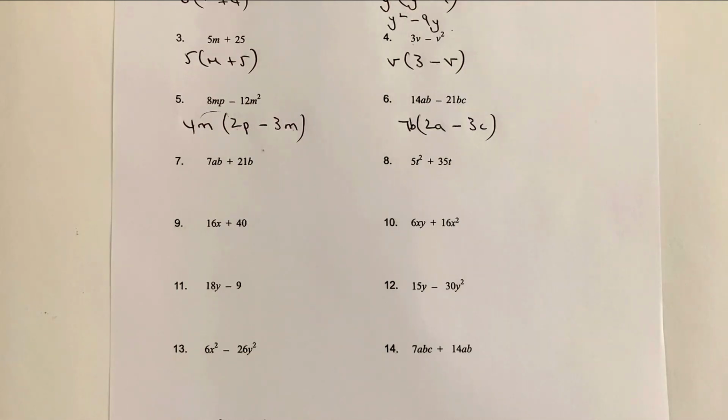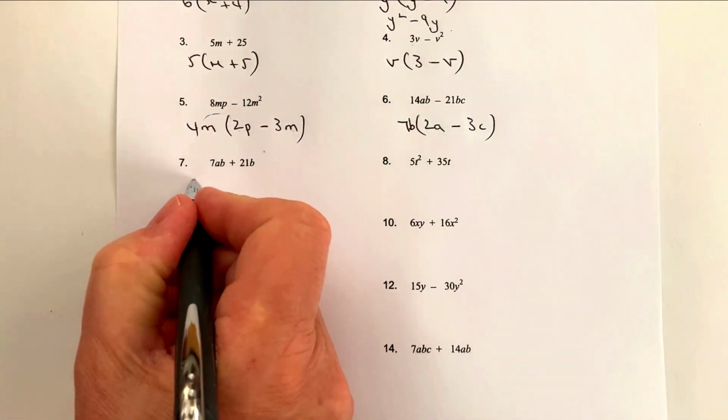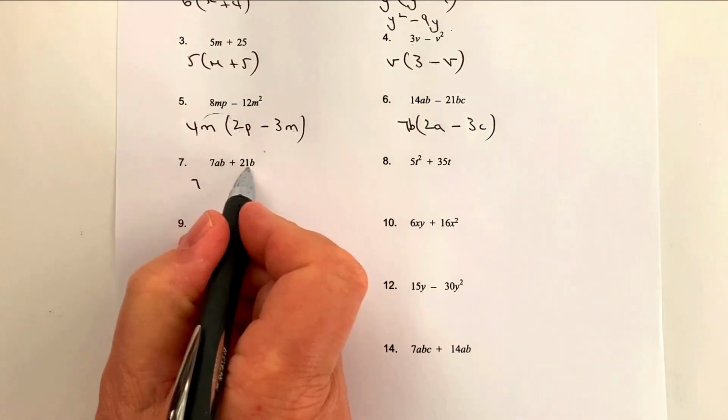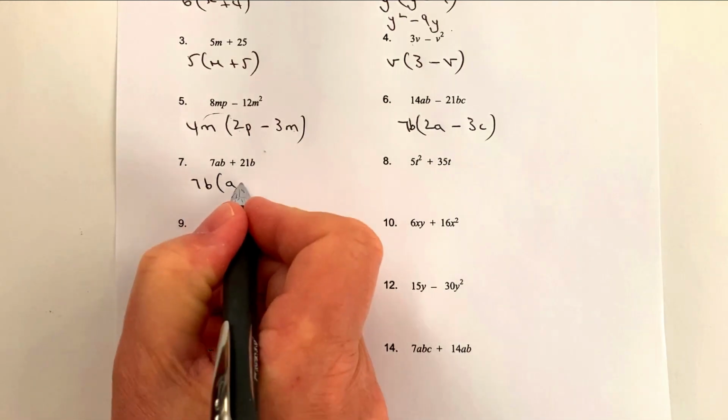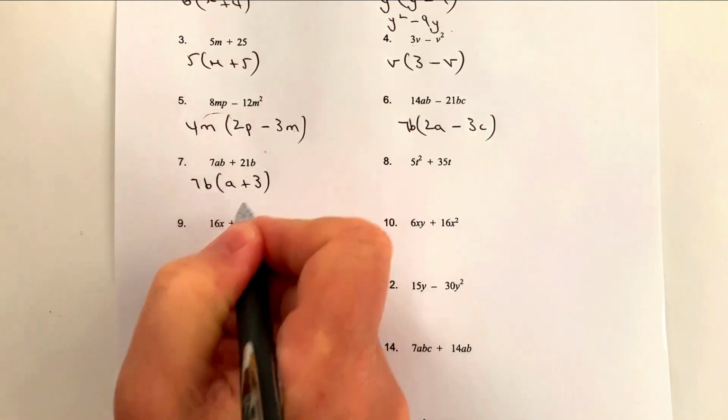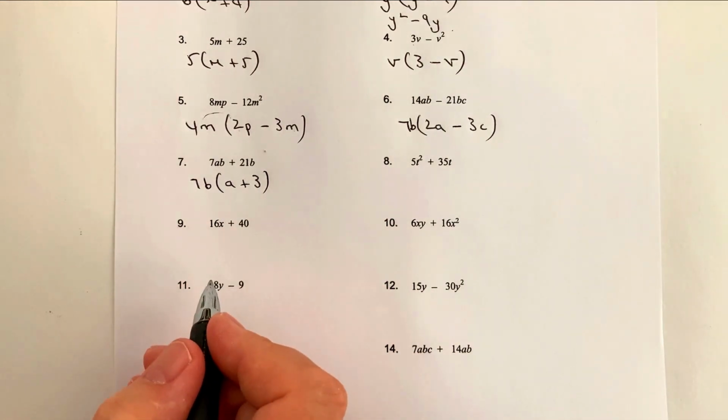Please do stop the video, have a go at each of these questions, and then compare your solutions. These are usually a couple of marks on a GCSE paper. Okay, so biggest number is going to be 7, and I've got b as common to both terms, so I'm taking b out, and that's going to be a plus 3. Okay, hopefully that's all right for you.